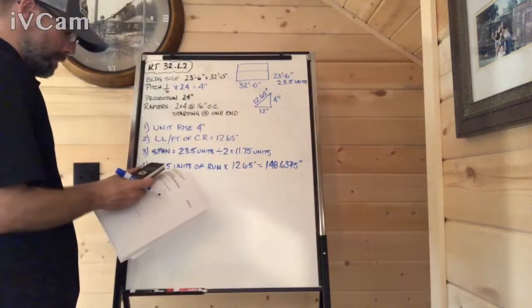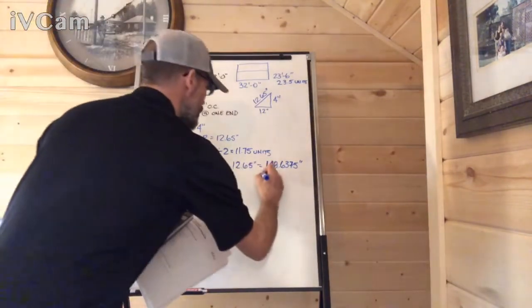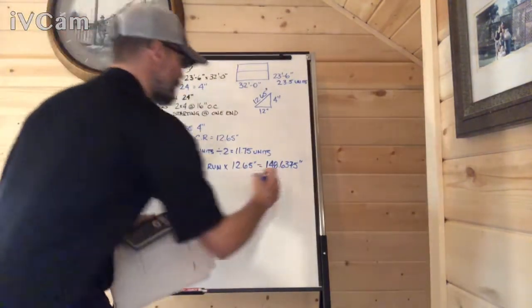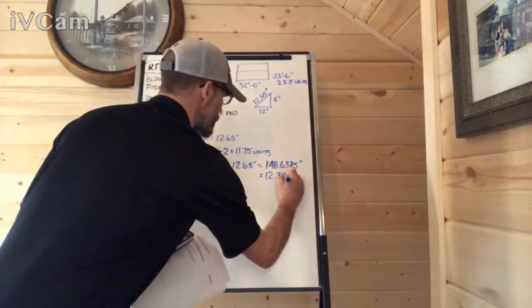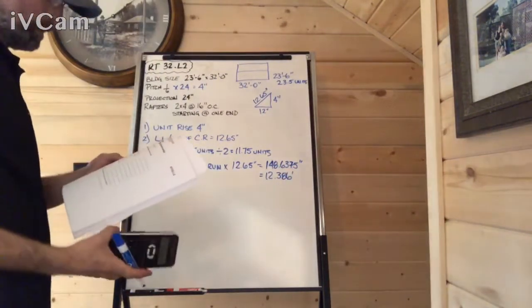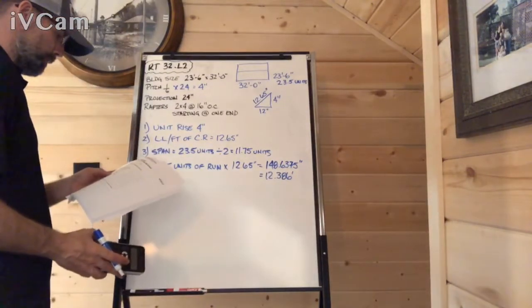inches. I'm going to divide that by 12 to give me decimal feet. Gives me 12.386 feet. That is the decimal length of my common rafter.